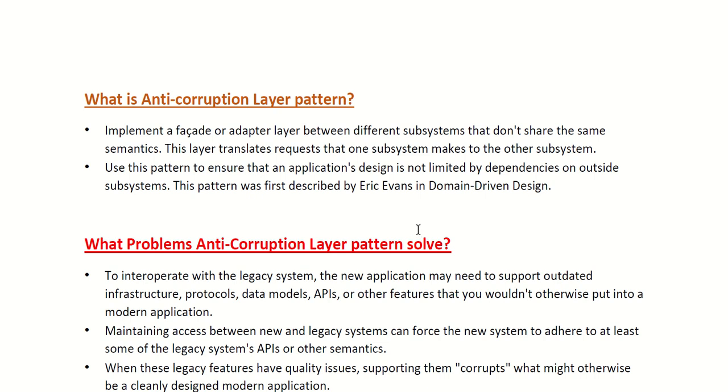So what is the anti-corruption layer pattern? It basically suggests that you implement a facade or adapter layer between different subsystems that don't share the same semantics. This layer translates requests that one subsystem makes to the other subsystem. Use this pattern to ensure that an application's design is not limited by dependencies on outside subsystems. This pattern was first described by Eric Evans in Domain Driven Design, or DDD, I would say.